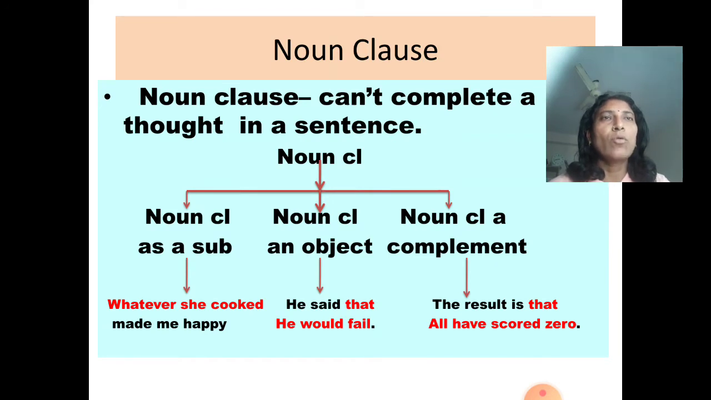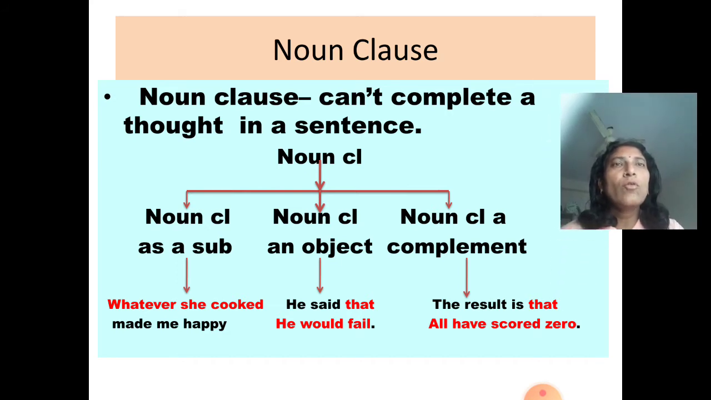Now we'll see the noun clause. What does noun clause mean? A noun clause cannot complete a thought in a sentence. It is completely incomplete. Now see, there are three types of noun clauses: noun clause as a subject, noun clause as an object, noun clause as a complement. Now see, noun clause as a subject. See this example.